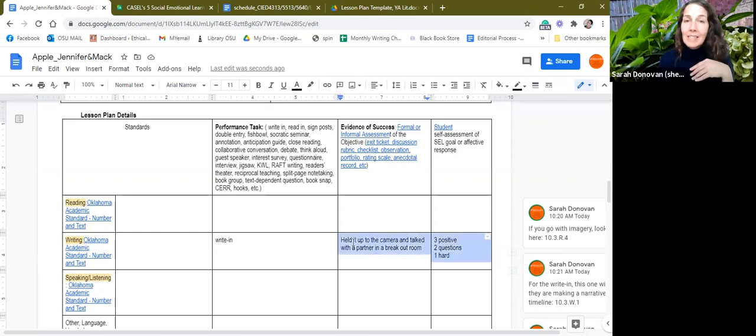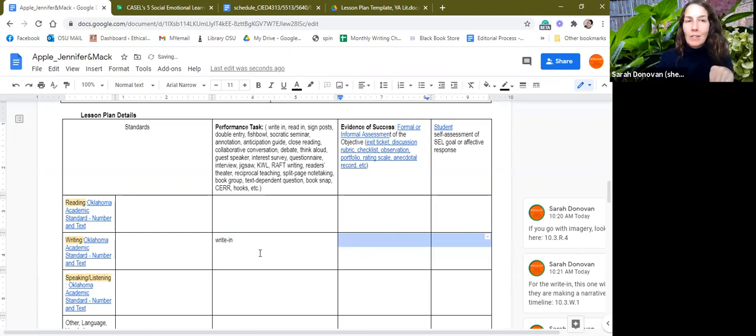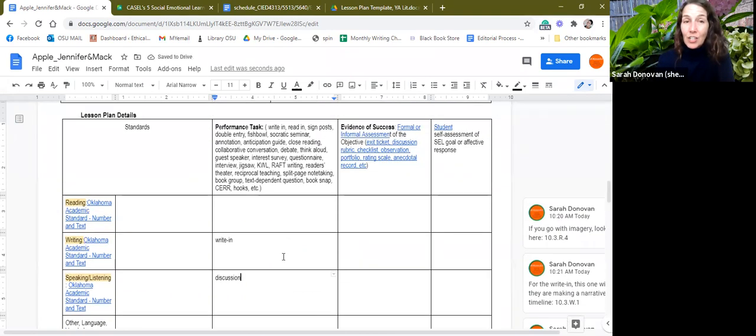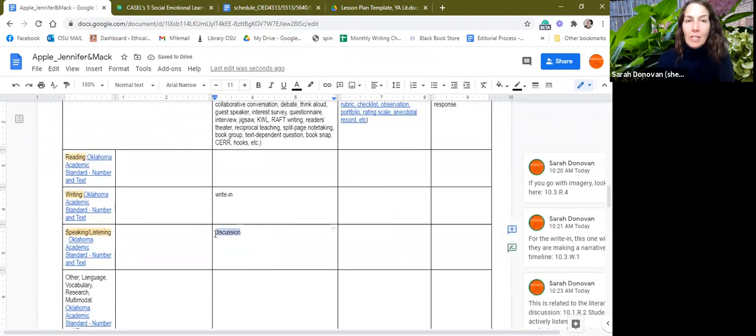Okay, I'm going to delete this because I'm not saying that you have to do this. Jennifer and Mac, I'm just saying, you will do the write-in. So the write-in can go here. This is the discussion, but you have to say what kind of discussion you're having. So you want to add those details in there, okay?